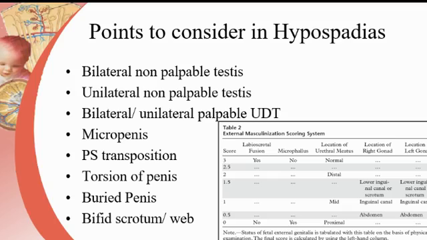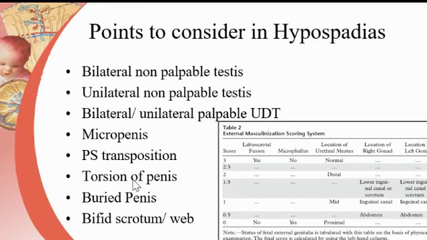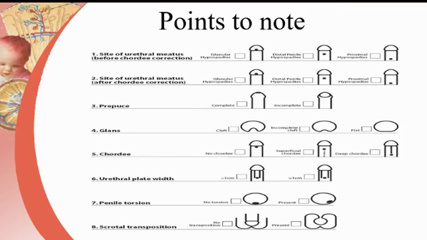The other things you have to notice are penoscrotal transposition, torsion of the penis, and buried penis, then bifid scrotum and penoscrotal webbing. All those things you also have to look at. Now, there are some places where they have set up standard questionnaires or marking recording sheets where they look at the site of the urethral meatus. One other thing is the urethral meatus can look distal before chordae correction, but after chordae correction, it can move a bit proximal, and then what was originally a distal hypospadias can become a mid-shaft or a proximal hypospadias post chordae correction. So you have to be aware of this.